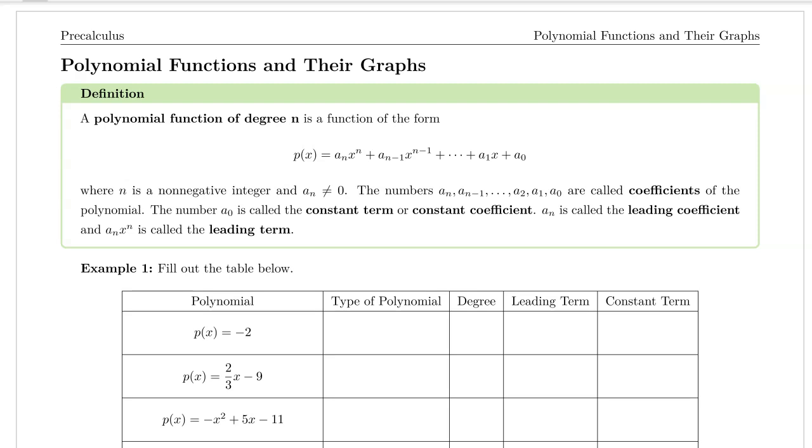The numbers a sub n minus 1, a sub 2, a sub 1, and a sub 0 are called coefficients of the polynomial. The number a sub 0 is called the constant term or constant coefficient. A sub n is called the leading coefficient, and a sub n times x to the nth power is called the leading term. That was a lot, so let's look at some examples so that we can see how these work.